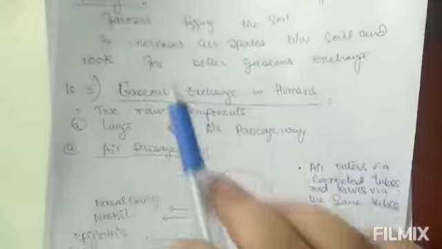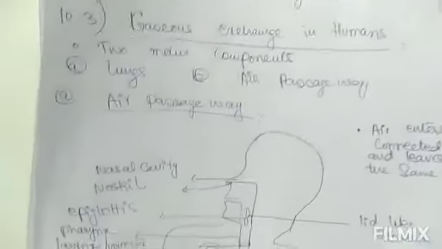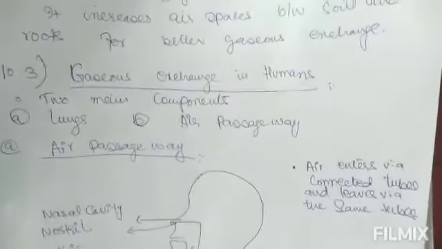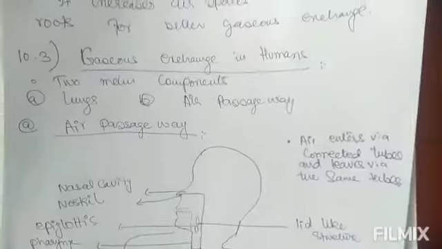So in activity 10.3, okay, this is the gaseous exchange in humans. Have you ever realized how human beings breathe within the body? They utilize two main components of their anatomy. One is the lung and the other is the air passageway. So what is the air passageway? This is the lung over here.